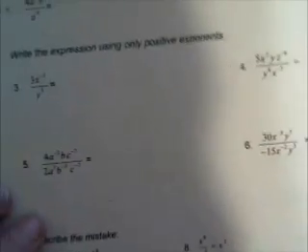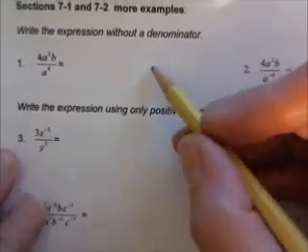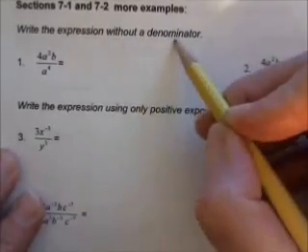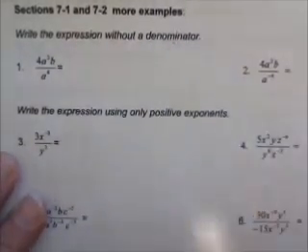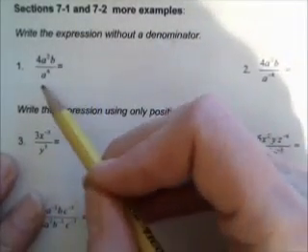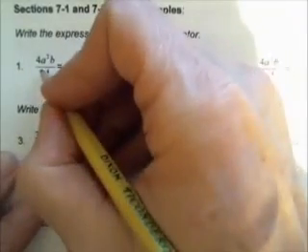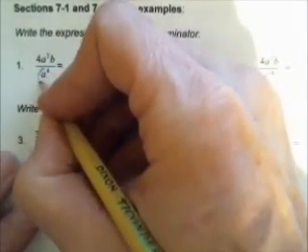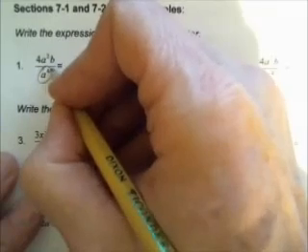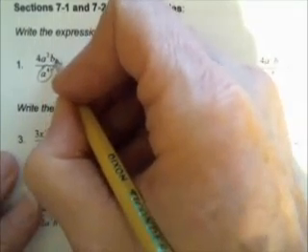Moving on to page 3. Example 1. Now we have to read our instructions very carefully. This says without a denominator, write this expression. So when we have a fraction and we're asked to write it without a denominator, what we're going to do is take each factor in the denominator, move it up to the numerator, and if this is a positive exponent, we change it to a negative.